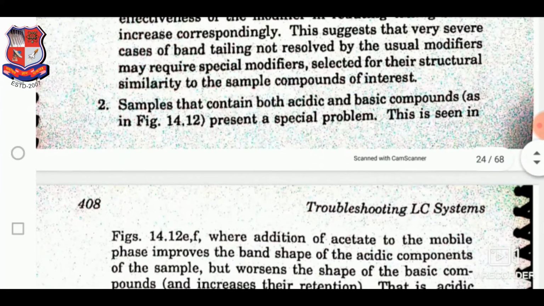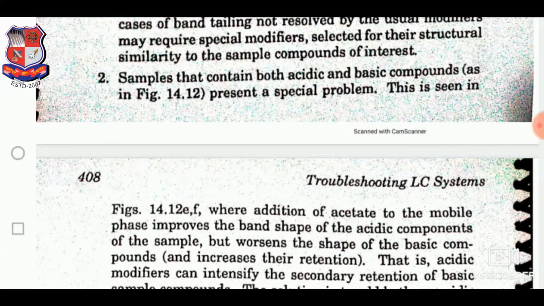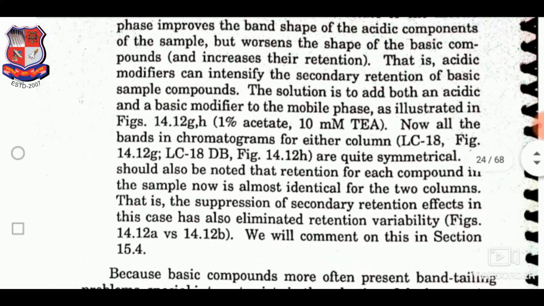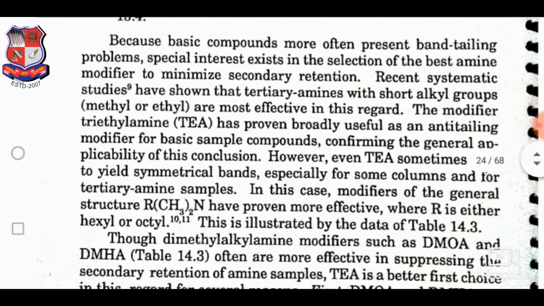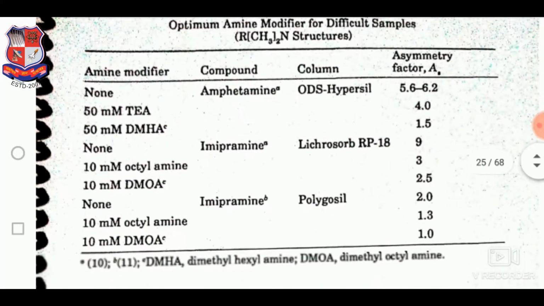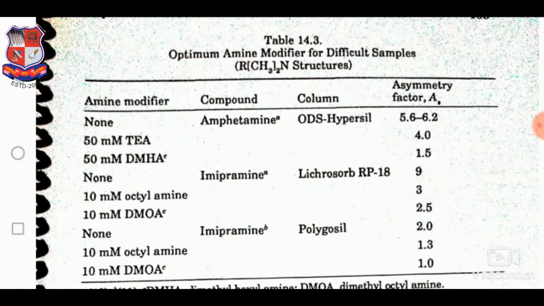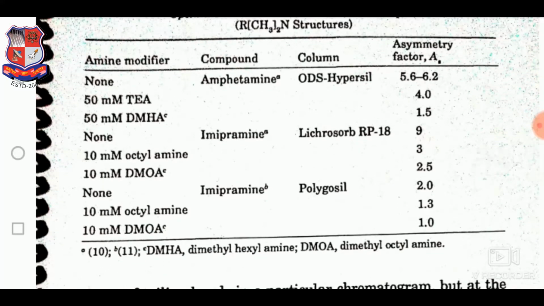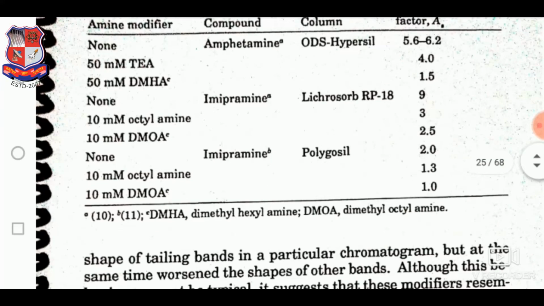Samples that contain acidic or basic compounds present a special problem. This is seen where addition of acetate to the mobile phase improves the separation. So these are the modifiers we can use to improve the separation. These are the explanations: the possible column and the possible amine modifier responsible for improvement in the chromatography. These are the compounds. ODS, octadecylsilane Hypersil column, in which octadecylsilane is sealed with a base treatment, or trimethylsilane is used for end capping.